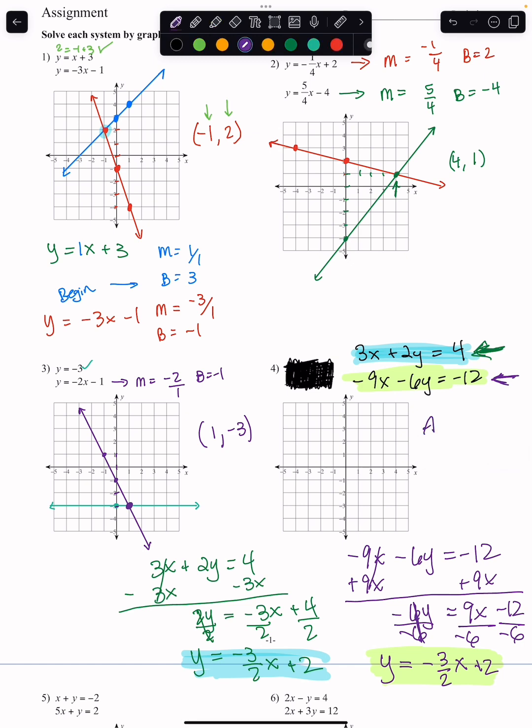Depending on your teacher, you might see infinite solutions. And the nice little fancy symbol for all real numbers is that one. Okay, so all real numbers is when you convert them and then they end up landing on the same line. All right, let's keep going.